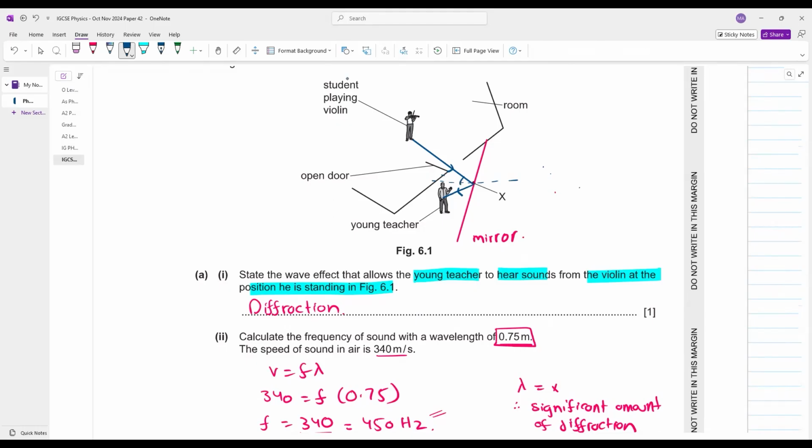This is your normal, this is your angle of incidence, this is your angle of reflection. You had to draw all these things. I have labeled the mirror as well.